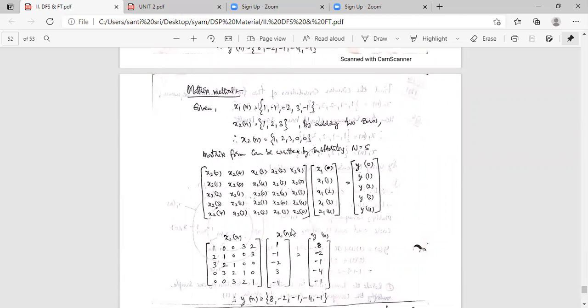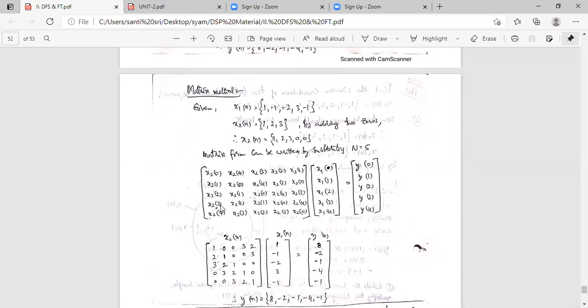In the matrix method, x1 of n is given as 1, minus 1, minus 2, 3, minus 1. x2 of n is 1 2 3, so we will add two zeros, and it is 1 2 3 0 0. The matrix form can be written by substituting n equal to 5. So the structure will be like this: x2 of n into x1 of n is equal to y of n. Here x1 of n will be arranged like this: 1, minus 1, minus 2, 3, minus 1.